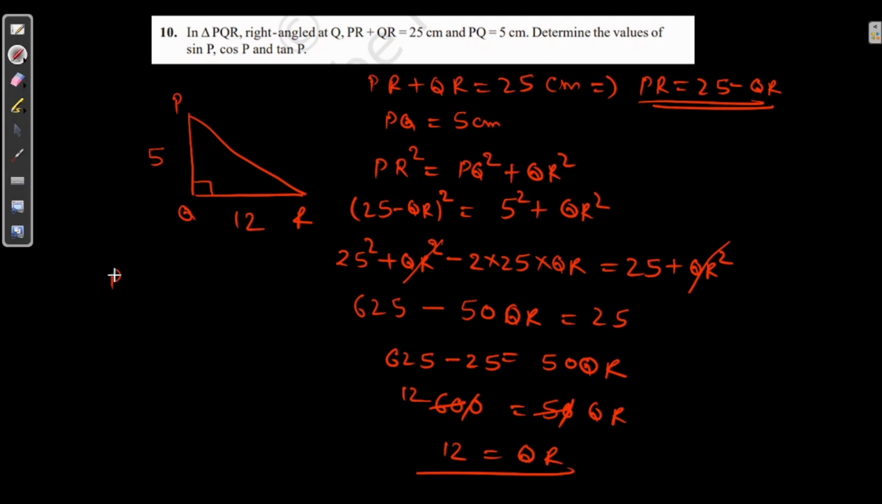They have already given, meaning we have solved, that PR is equal to 25 minus QR. The PR, which is 12, 25, actually I have made a mistake, just 1 minute.